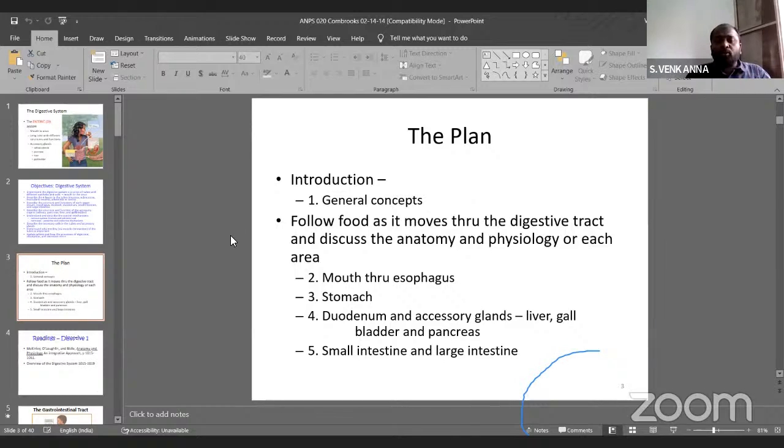The next one, mouth to esophagus. Next, the stomach. Fourth, duodenum and accessory glands: liver, gallbladder, and pancreas. Last, the final and very important absorption place, the small intestine and large intestine. Mostly absorption takes place in the small intestine. This is the plan of the digestive tract. Digestion starts from mouth to anus: mouth, esophagus, stomach, duodenum, small intestine, and big intestine.